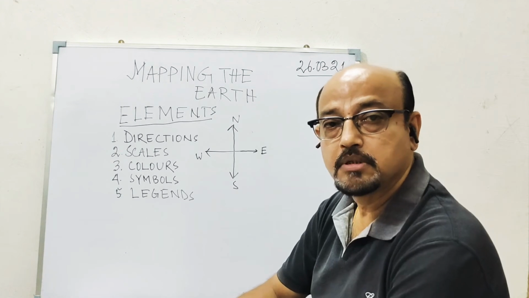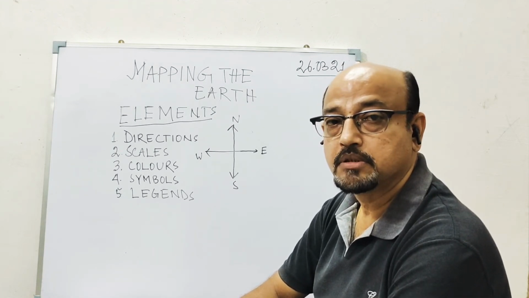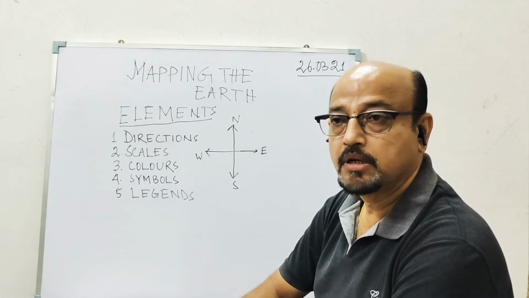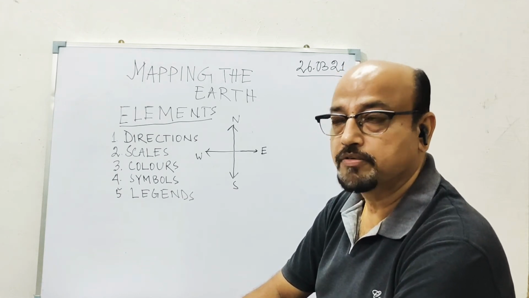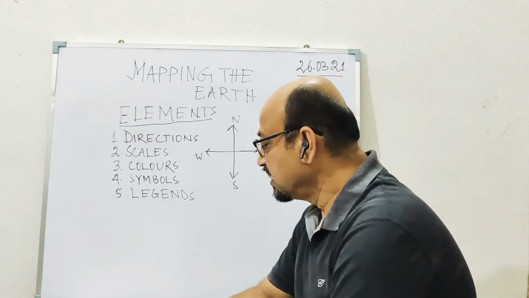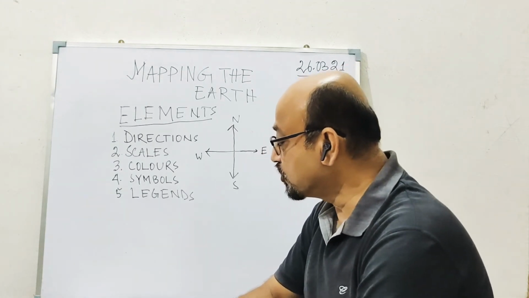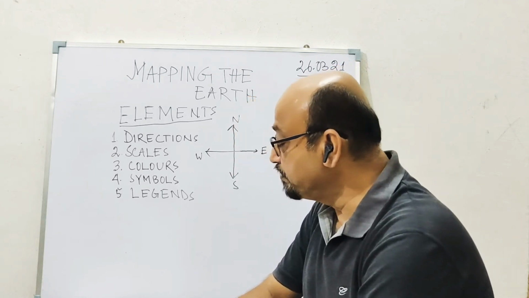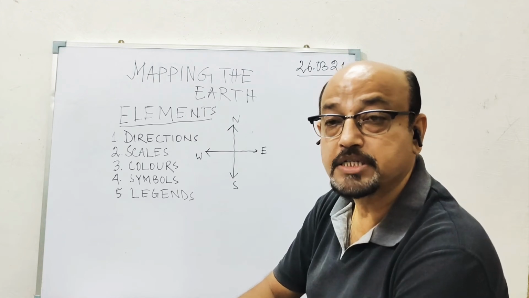Who makes maps? The cartographers. The science of making maps is known as cartography. While making a map, cartographers try to give certain information, and to convey this information in a manner that is simple and easy, certain elements are used.